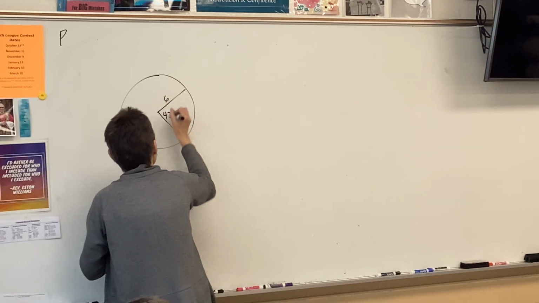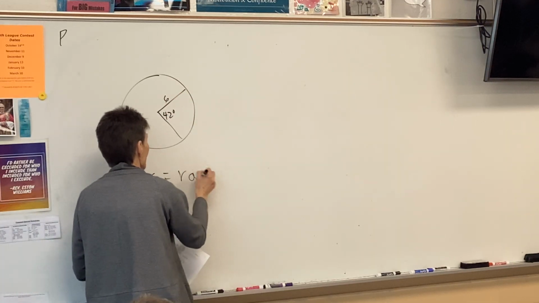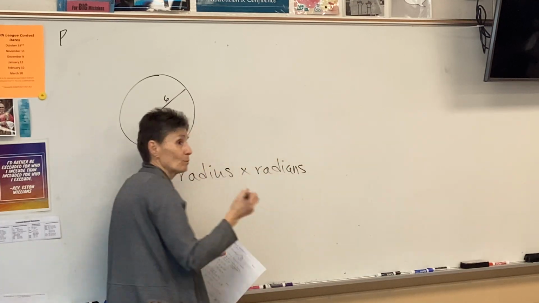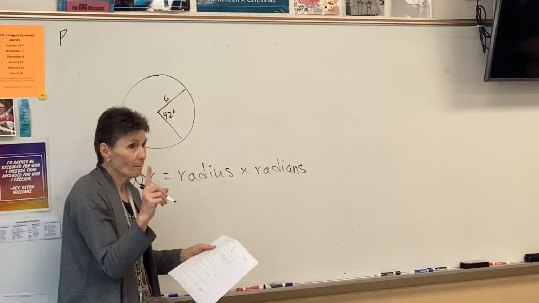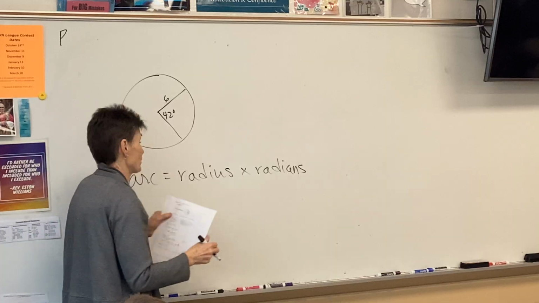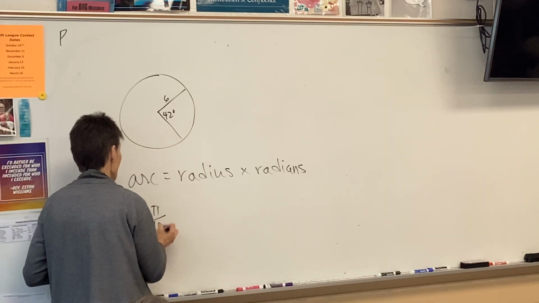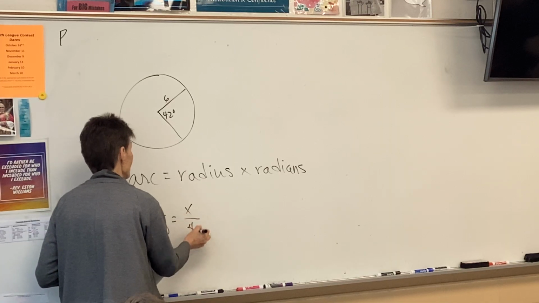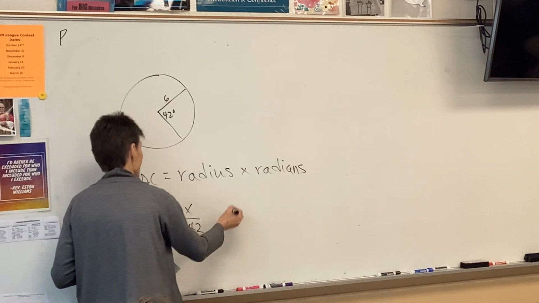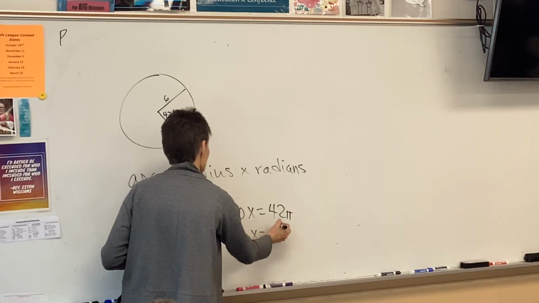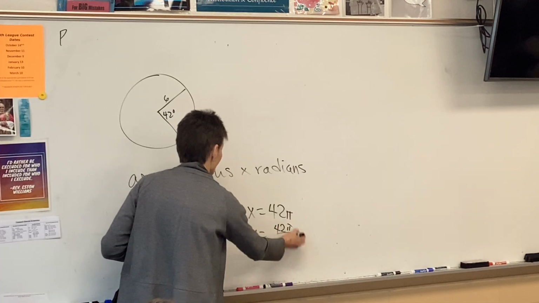All right, so we know that our little formula is radius times radians. That is radius times angle. Problem is the angle must be in radians. So what are we going to do first? Pi over 180 equals x over 42. And then 180x equals 42 pi. So x is 42 pi over 180.